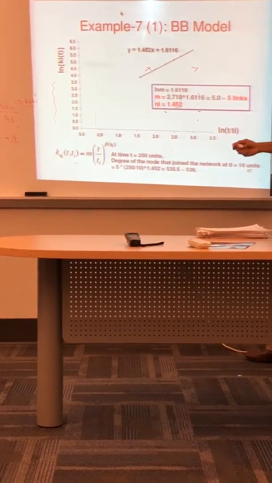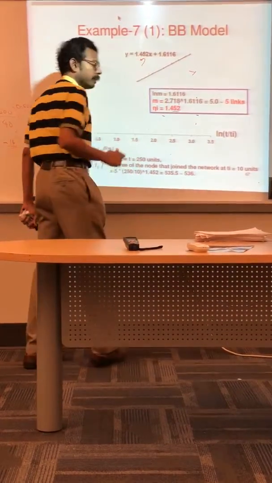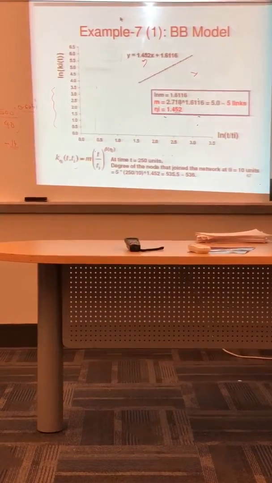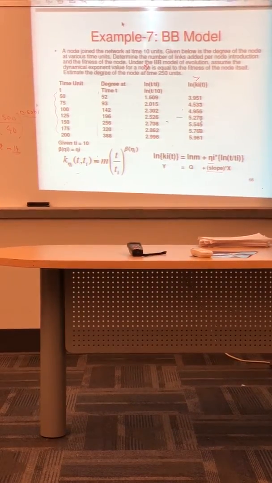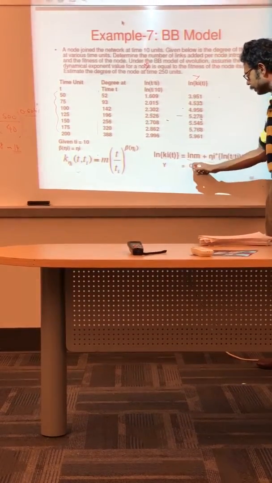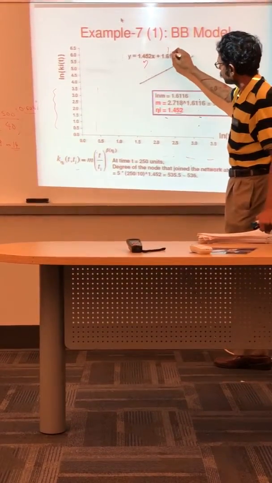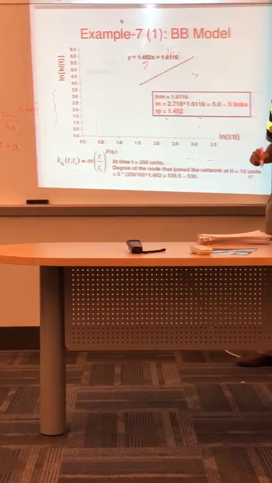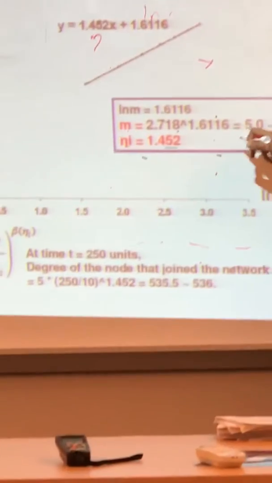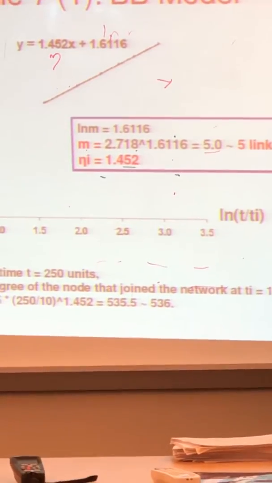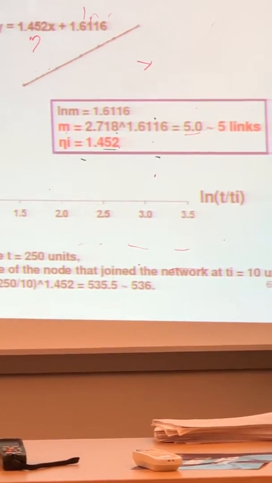So what is the slope? The slope is eta, isn't it? To go back to the equation that we just had, this is the slope, eta. And log m is this intercept. So log m is 1.6116. So again, m is going to be e to the power of 1.6116, which is close to 5. And eta is 1.452. Okay.